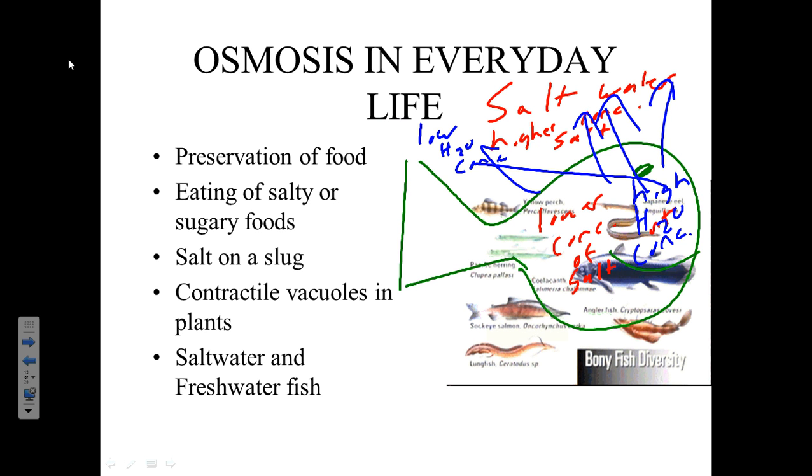Let's go a little bit further here. Let's talk about plants. Actually, let's talk about little protists. Let's say this is a little amoeba. An amoeba is a little one-celled organism, right? One eukaryotic cell. Where do amoebas live? What kind of water? They live in fresh water.